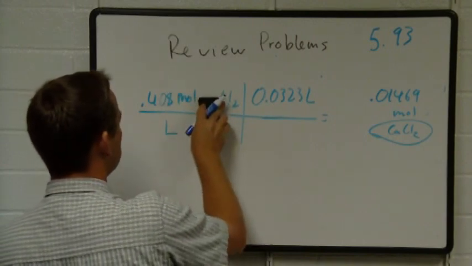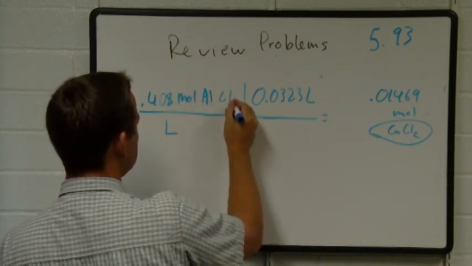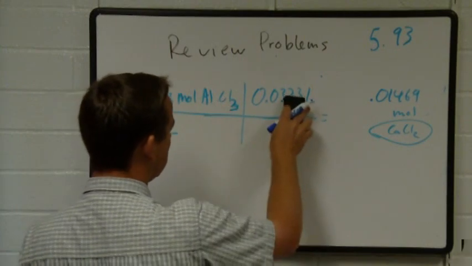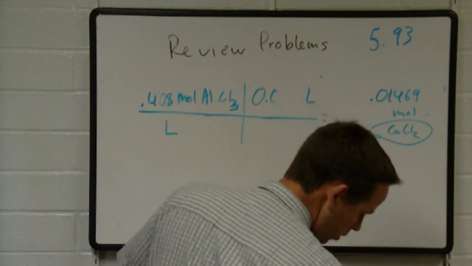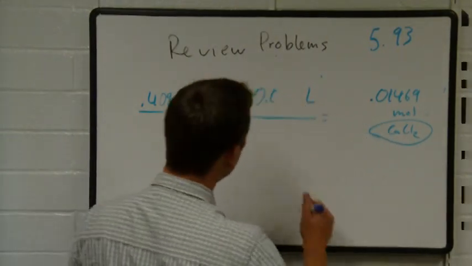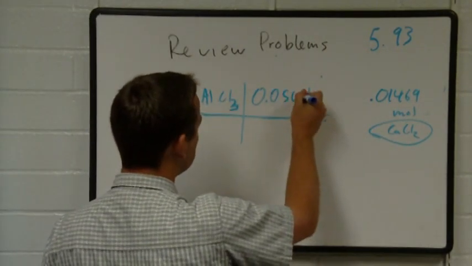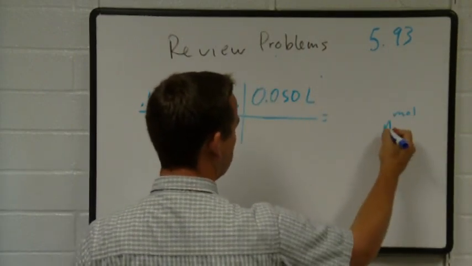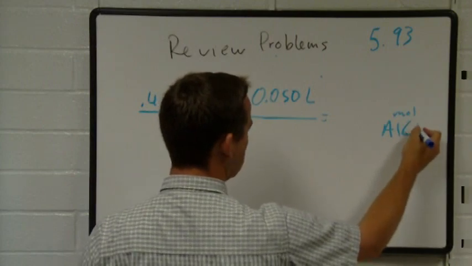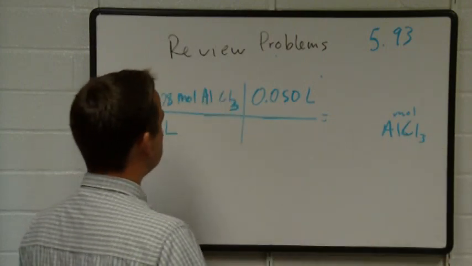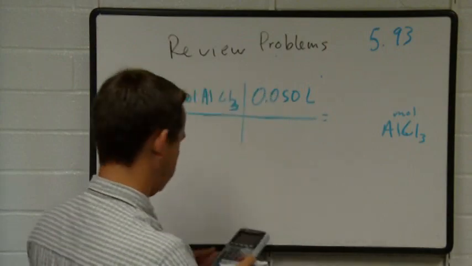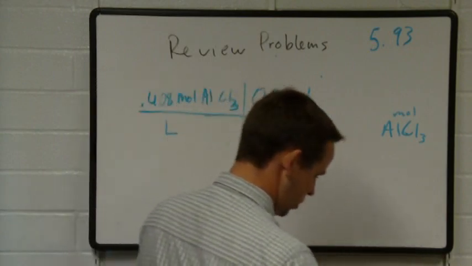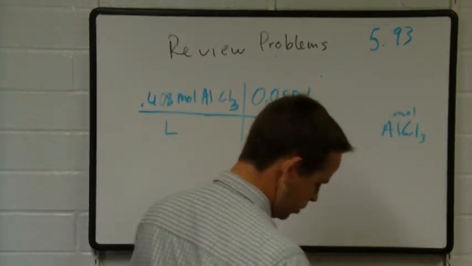0.408 molar aluminum chloride, AlCl3. And the liters of that stuff, 50 milliliters, right? And this is how many moles of aluminum chloride now, AlCl3, right? So 0.408 times 0.05, that's 0.0204.